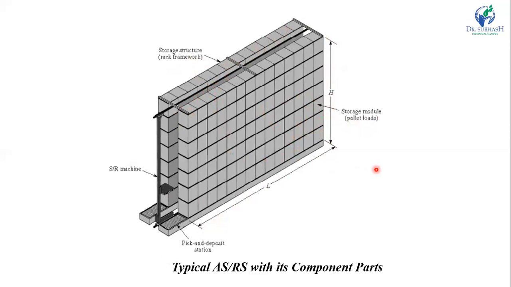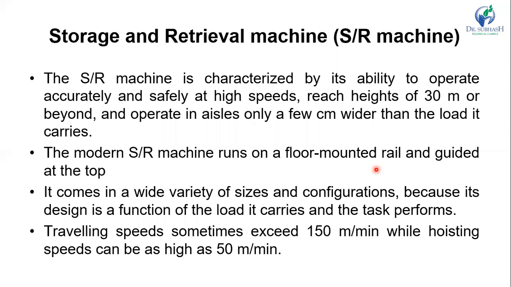Now let us see the different components. First is the storage and retrieval machine, known as the SR machine. This SR machine is characterized by its ability to operate accurately and safely at high speeds. It can reach heights of 30 meters or beyond and operate in aisles only a few centimeters wider than the load it carries.